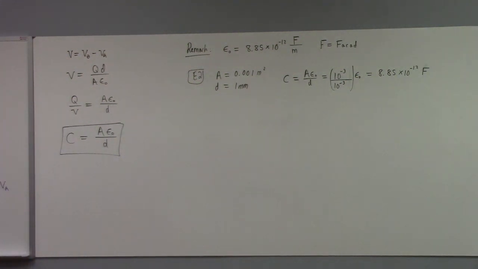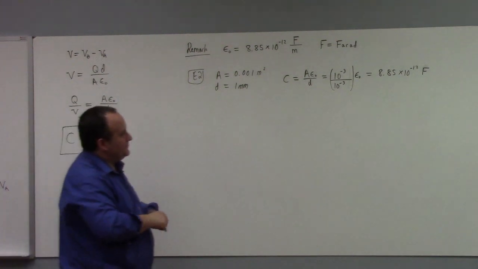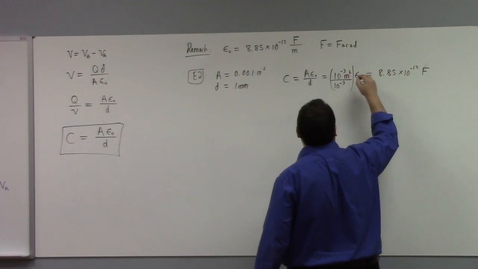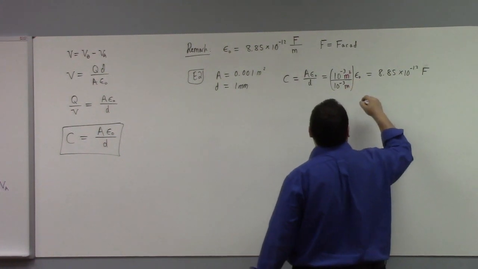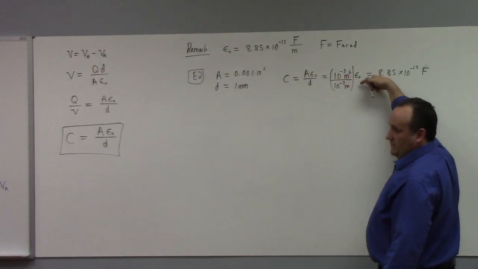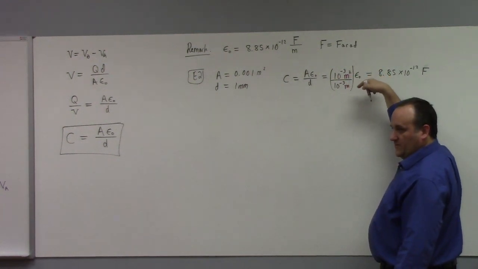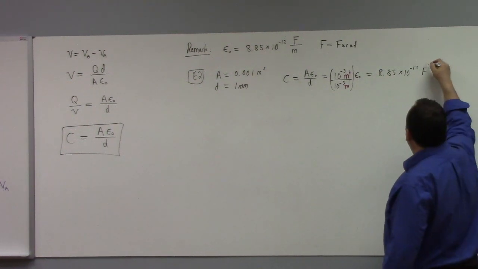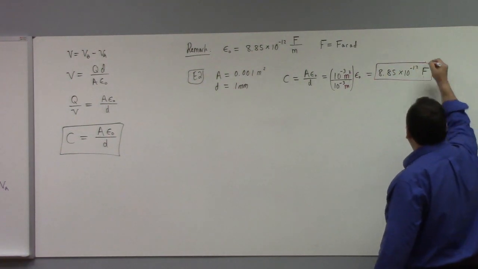I do expect you guys to put units sometimes, so I probably should do it too, right? So this is meters squared, right? And this is meter. And the units for epsilon naught are farad per meter. So you see what happens? You get meters, meters squared upstairs, meters squared, so they'd be canceling. And you're just left with F for farad. So there you go.